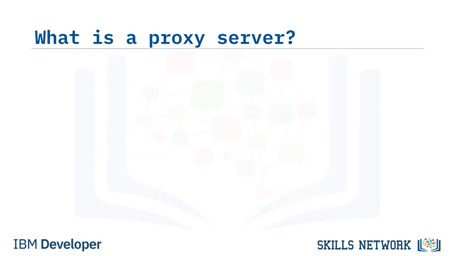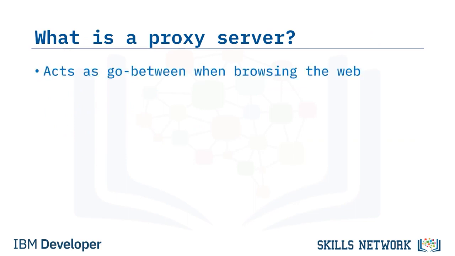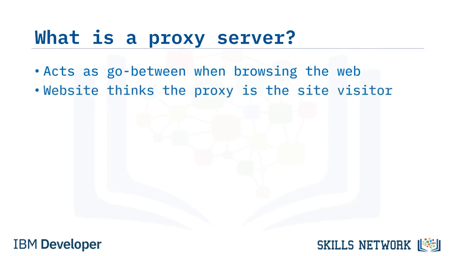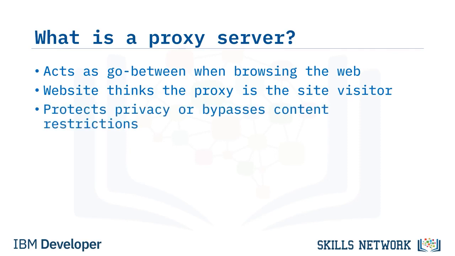Other security settings you need to consider are the proxy server settings. A proxy server acts as a go-between when you browse the web, so that to the websites you are browsing, the site visitor appears to be the proxy server rather than your computer. There are several advantages to using a proxy server. Firstly, it can help protect your privacy when browsing the internet or bypass certain content restrictions.